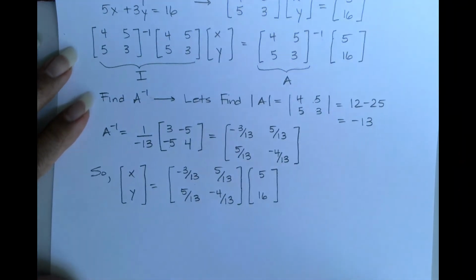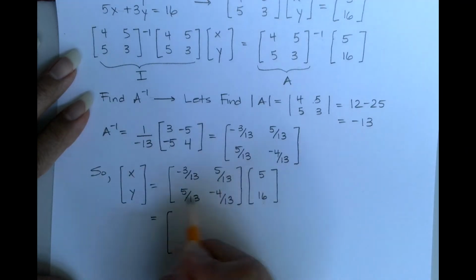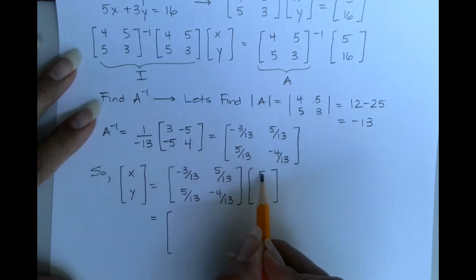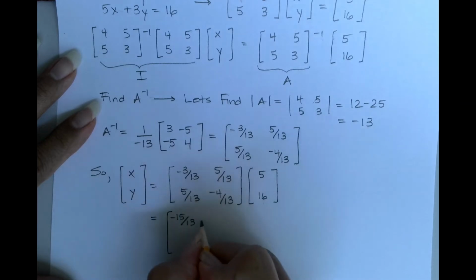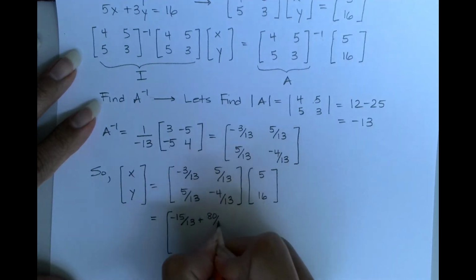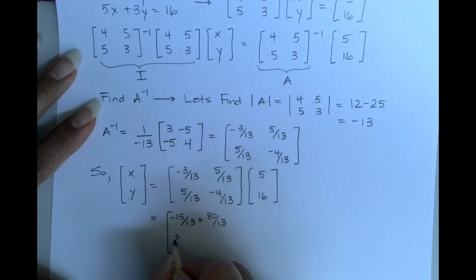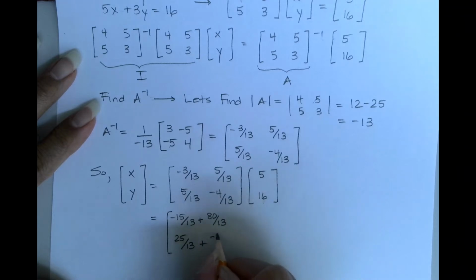And now we're going to multiply row by column, row by column, row by column to find our final answer. So these numbers are going to multiply with this pair. So negative 3/13 times 5 is going to be negative 15 over 13 plus the 5/13 times 16 is going to be 80/13. And then we're going to do the same thing. 5/13 times 5 is 25/13 plus negative 4/13 times 16 will be negative 64/13.